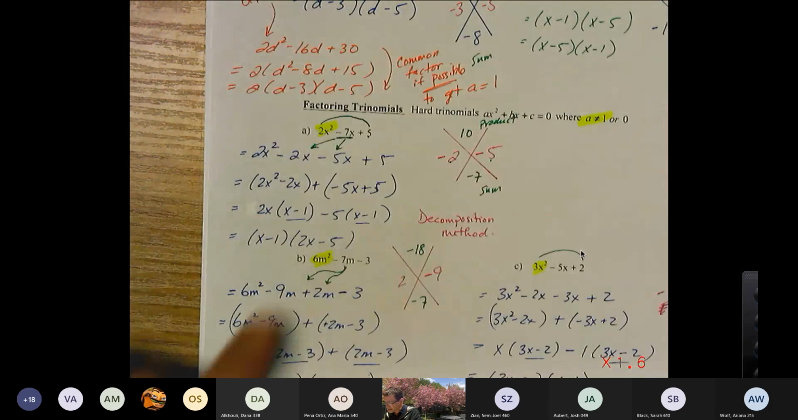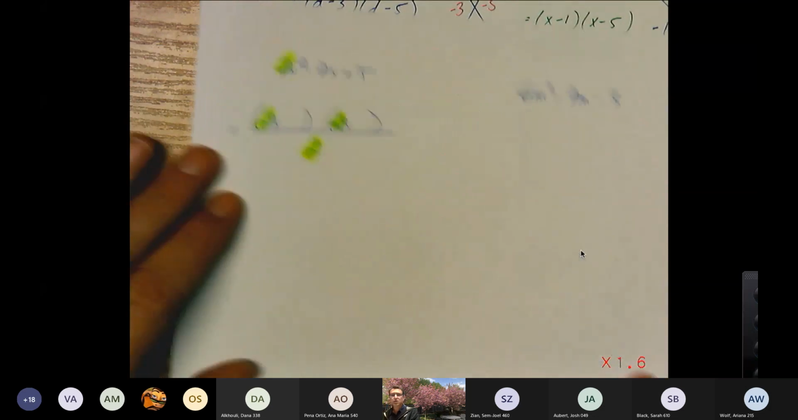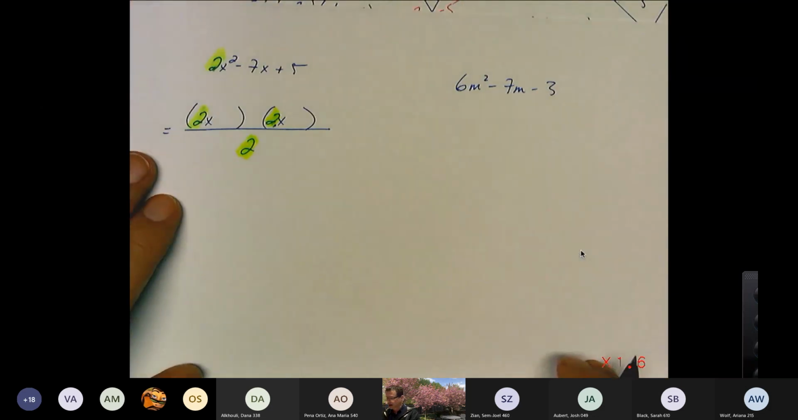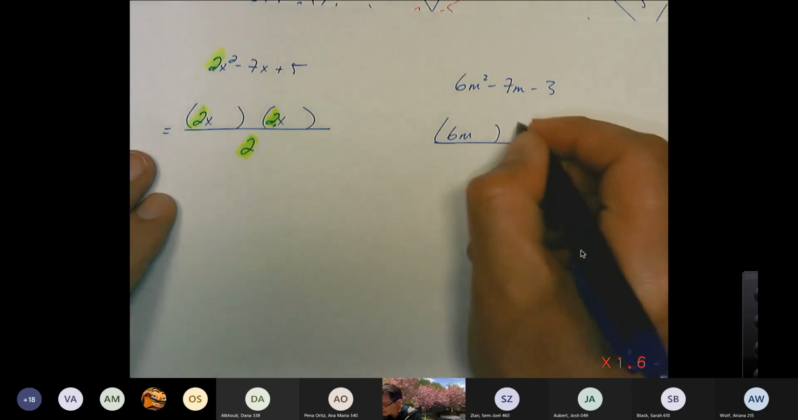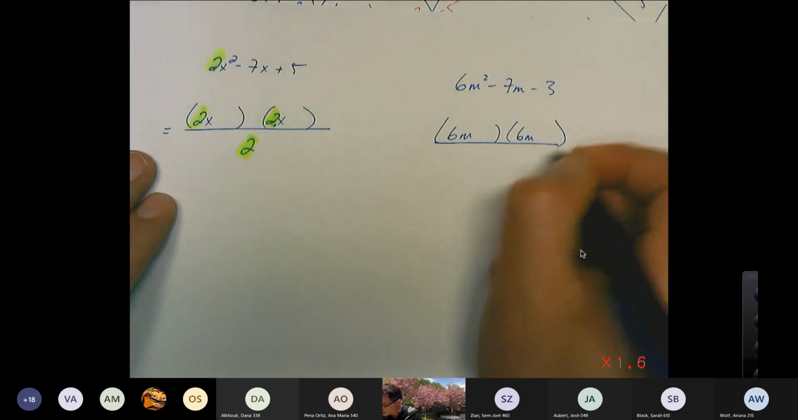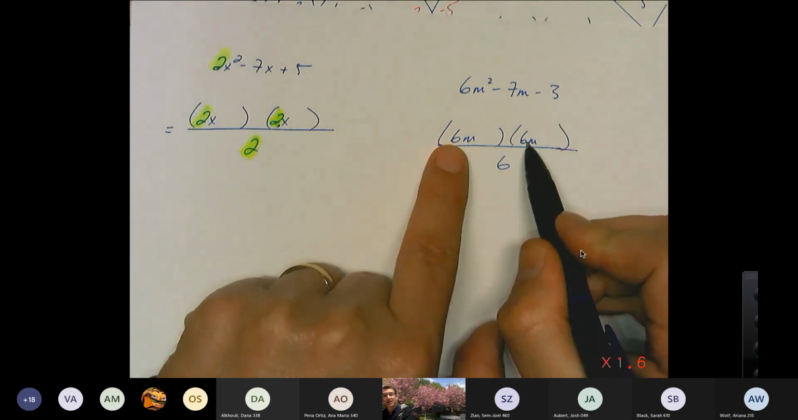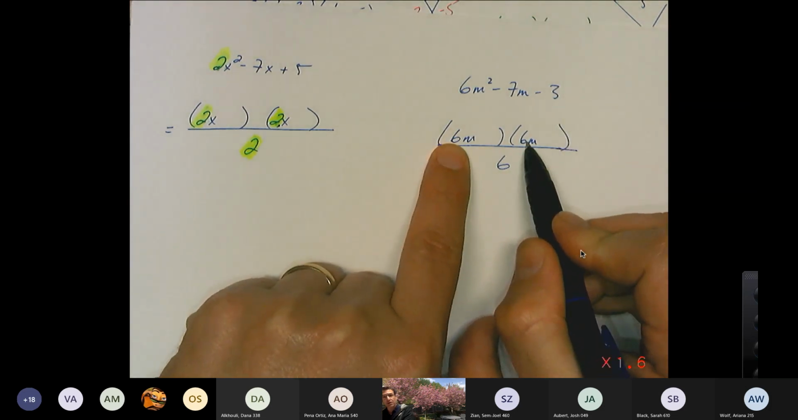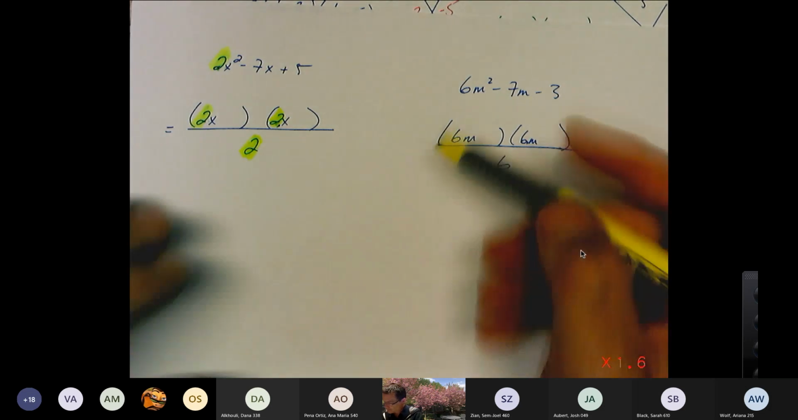Now, the next example we're going to do is going to be 6m squared minus 7m minus 3. So let's see how this one would match up. You would do a 6m over top of a 6. Because if you did 6m times 6m, you get 36m squared, which is too much. So you divide by the 6.